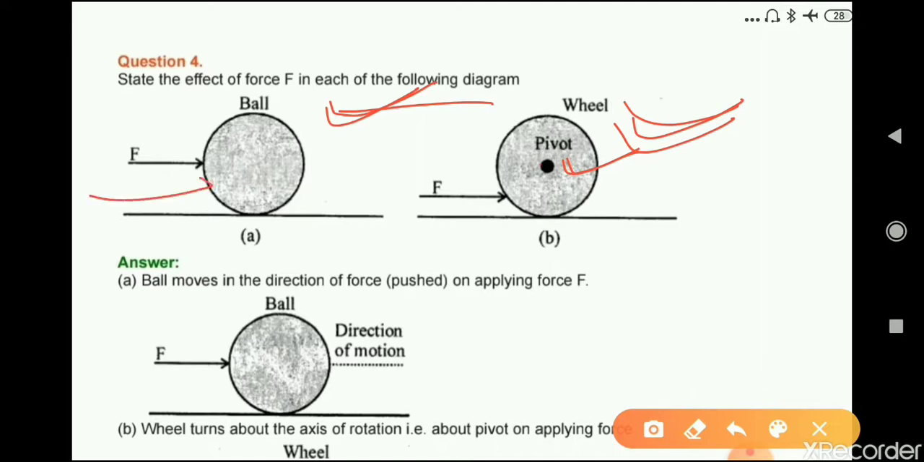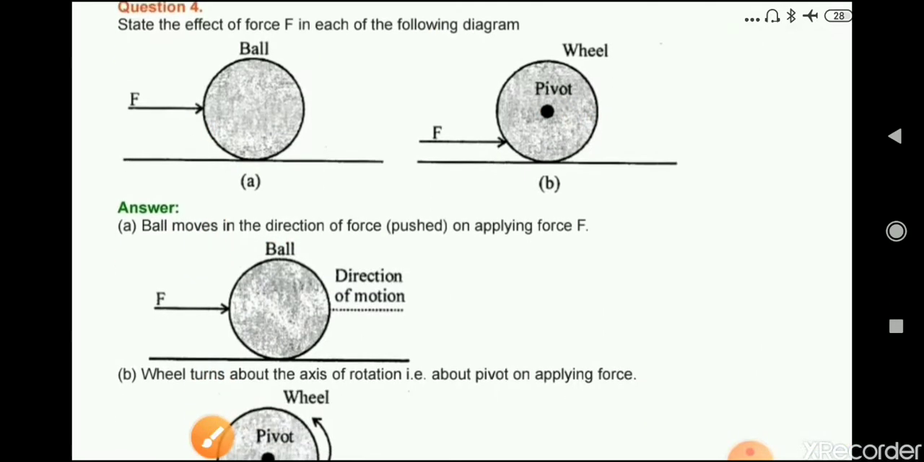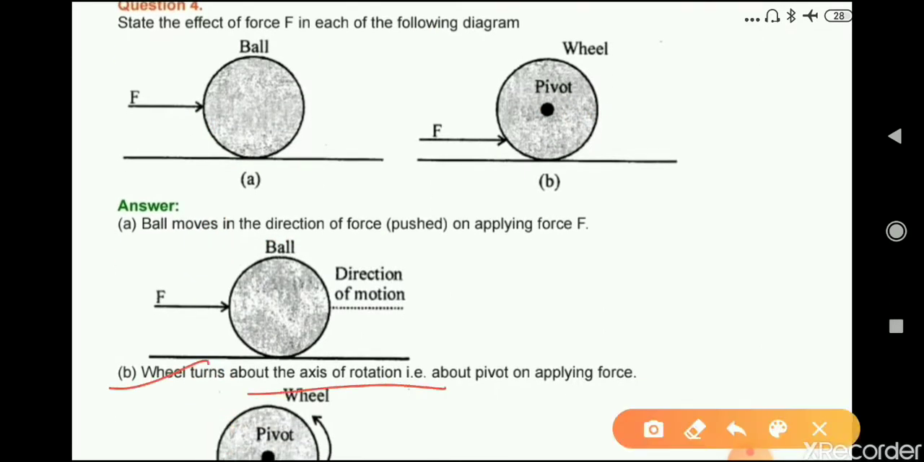So when you apply force on this ball, it will move in the direction of the applied force. The ball moves in the direction of the applied force F. Okay. But in the case of the wheel, the wheel turns about the axis of rotation, that is about the pivot, on applying force. Means when you apply force on this wheel, it will rotate on its axis.